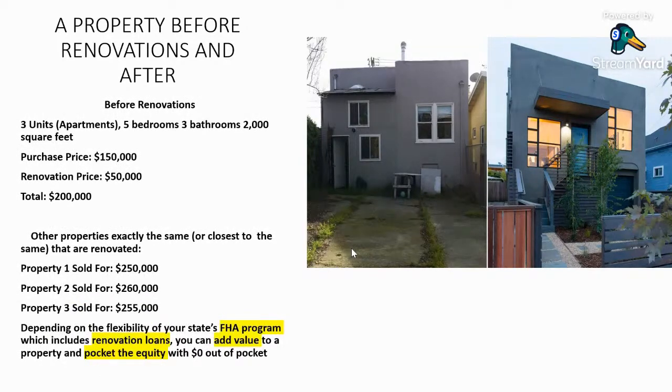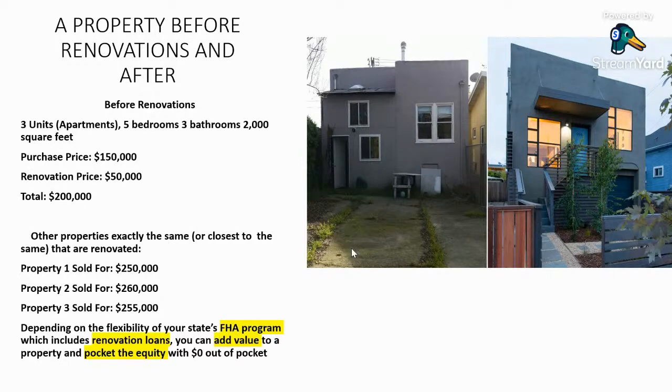So on the bottom, depending on the flexibility of your state's FHA program, which is the first-time home buying program, you can use it to get a property of 1 to 4 units with no money down. Again, I'm going to explain that 5 units and above are commercial properties, with different rules and regulations, especially when it comes to the ARV.